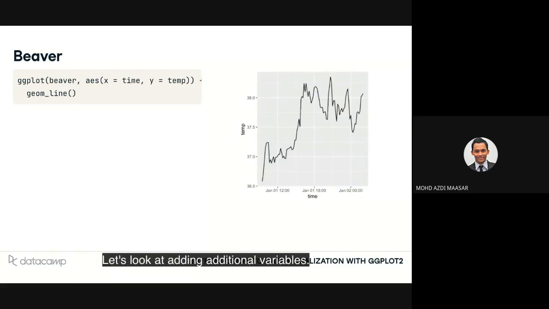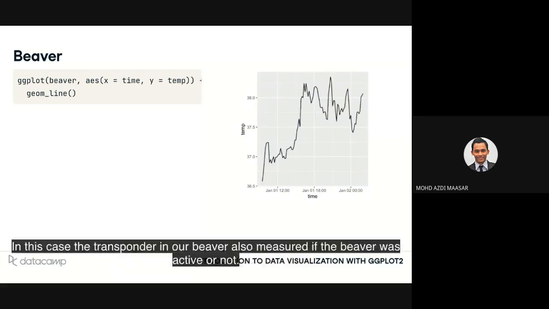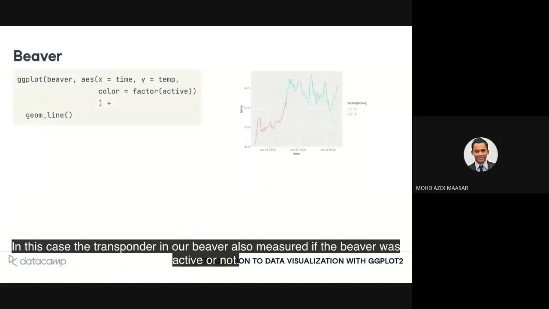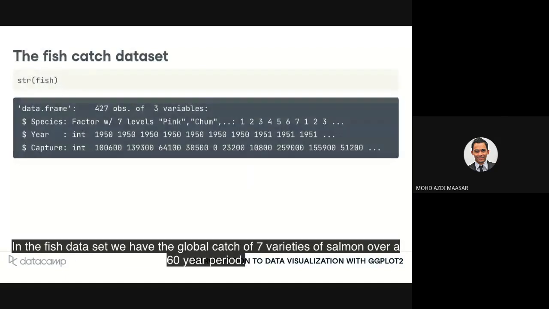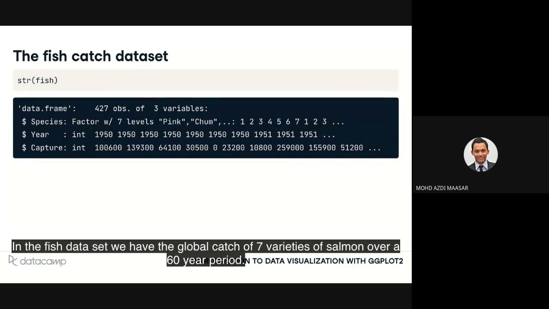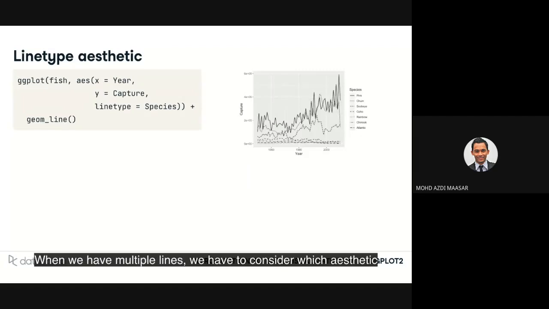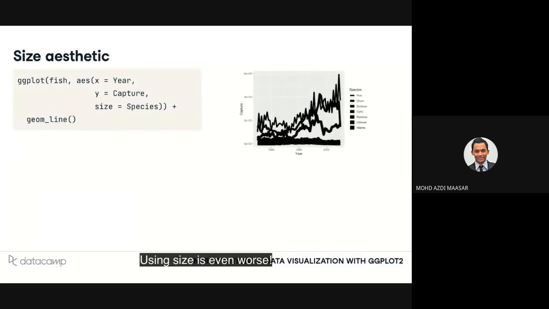Let's look at adding additional variables. In this case, the transponder in our beaver also measured if the beaver was active or not. We can directly color each segment of our line according to another variable, which is set as a color aesthetic. In the fish dataset, we have the global catch of 7 varieties of salmon over a 60-year period. When we have multiple lines, we have to consider which aesthetic is more appropriate in allowing us to distinguish individual trends. Using line type makes it difficult to distinguish individual species. Using size is even worse.